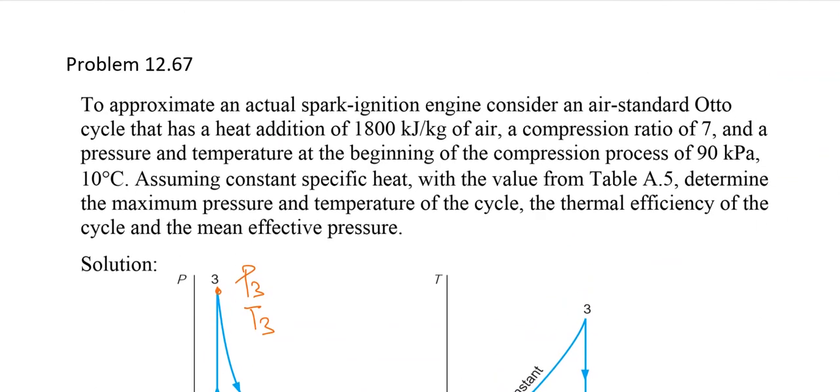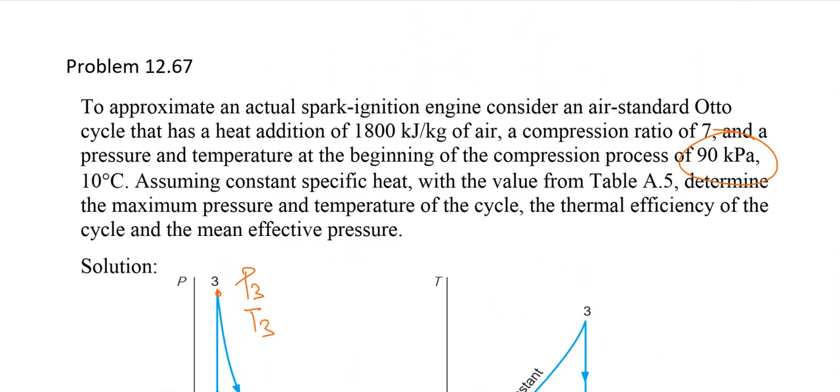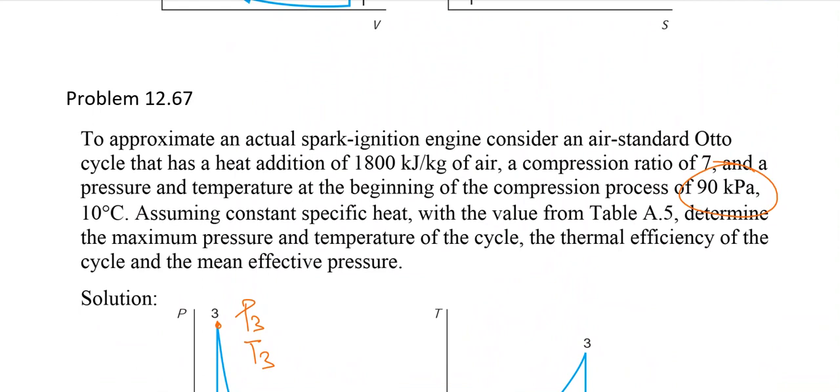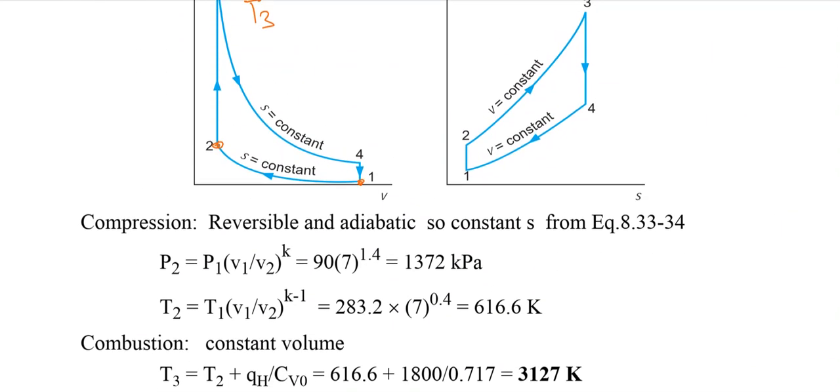P1 is 90 kilopascal over here. The volume ratio V1 by V2, which is the compression ratio, is 7. So 90 into 7 raised to power 1.4, the pressure P2 would be equal to 1372 kilopascal. For temperature T2, we can use the same equation we have just set in the previous question as well.